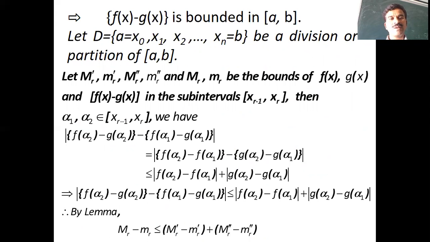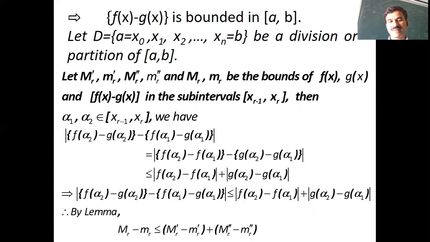Let D be a division of [a, b], and M_r prime, m_r prime be the bounds of f(x), M_r double prime, m_r double prime be the bounds of g(x), and M_r, m_r be the bounds of f(x) minus g(x) in the subintervals [x_(r-1), x_r]. Then we have alpha 1 and alpha 2 as members of [x_(r-1), x_r]. Again, we can write f(x) minus g(x) using f of alpha 2 and g of alpha 2, and rewrite this as what we have there.